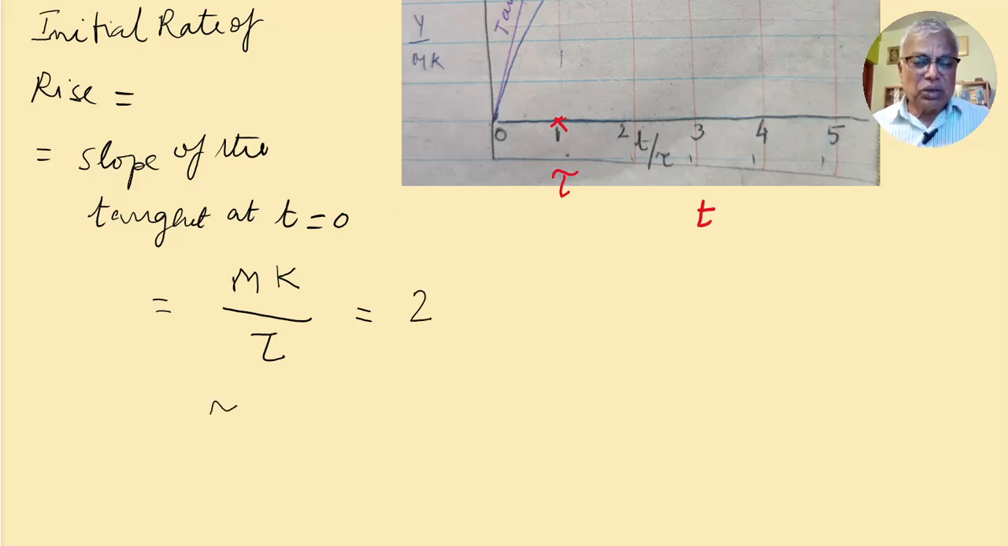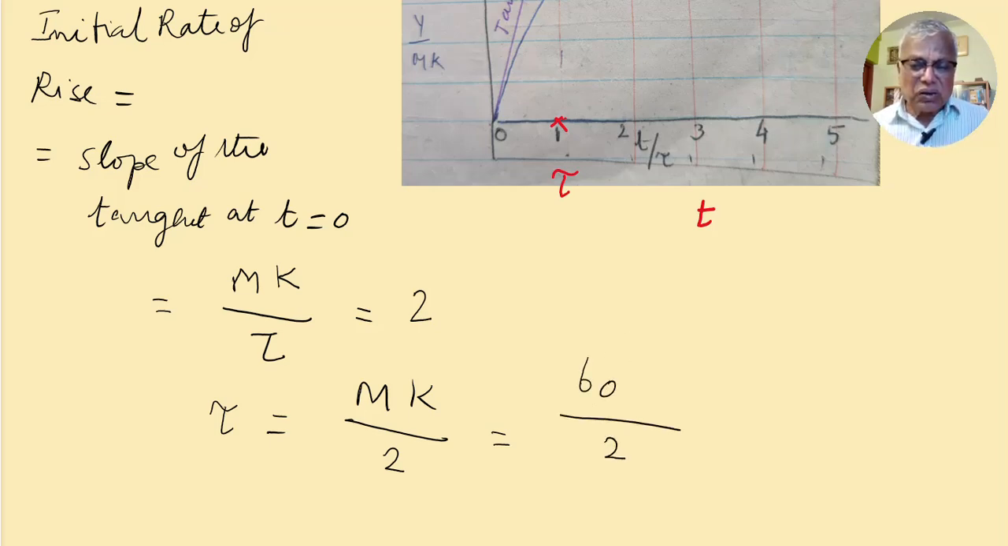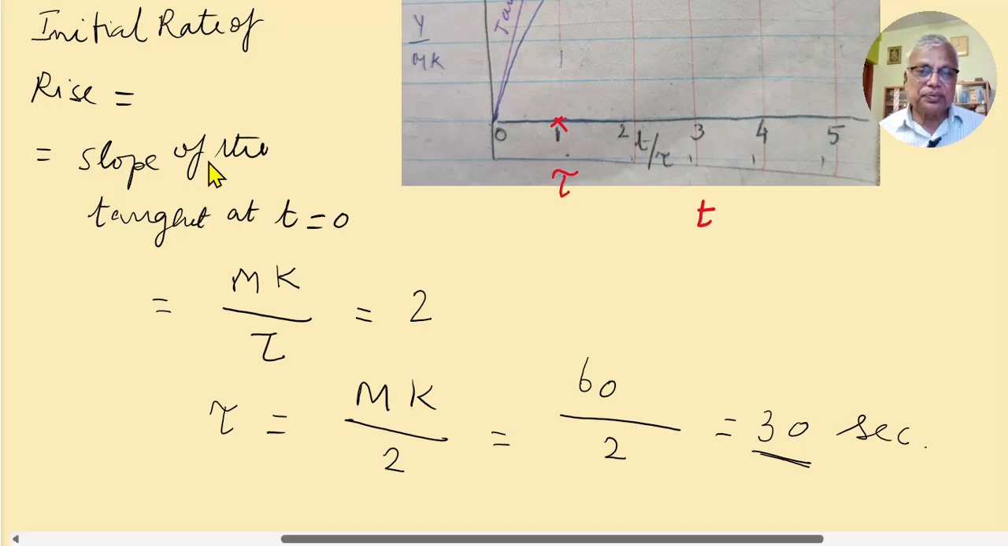So tau will be equal to mk by 2. M is how much? 60. K is 1. So tau is equal to 30 seconds. So the time constant is 30 seconds. So that is the answer for the first part.